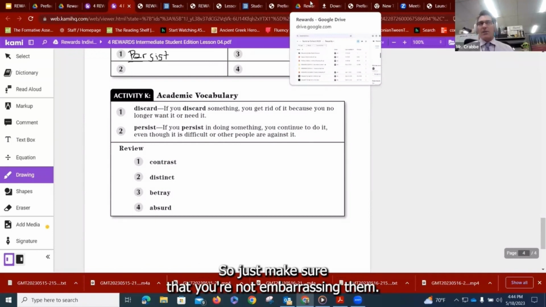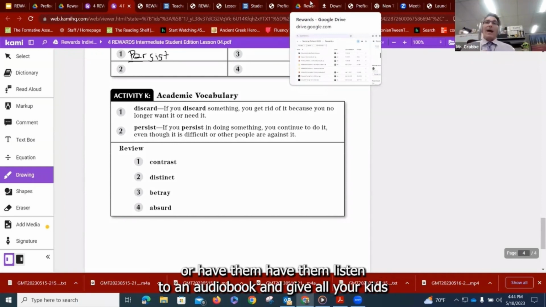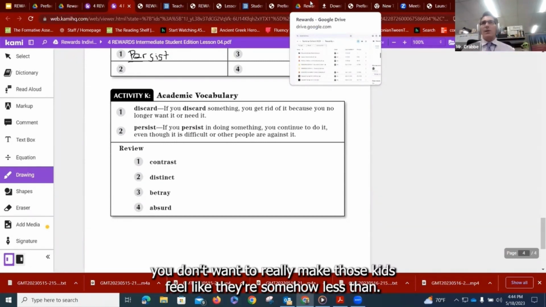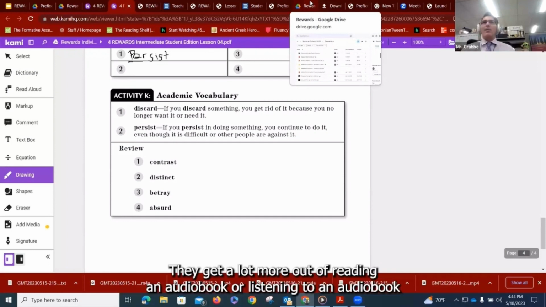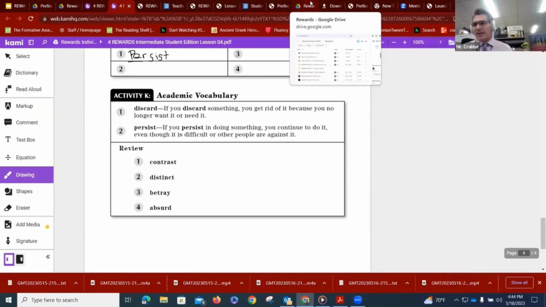So just make sure that you're not embarrassing them, and you may allow them to sit in the back of the room and read silently, or have them listen to an audiobook, and give all your kids the option of listening to an audiobook, because you don't want to make those kids feel like they're somehow less than. They get a lot more out of listening to an audiobook than they would pretending to read when they can't read silently. So giving alternatives is always a good idea.